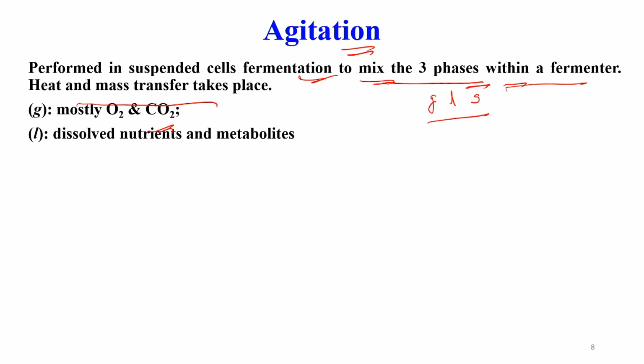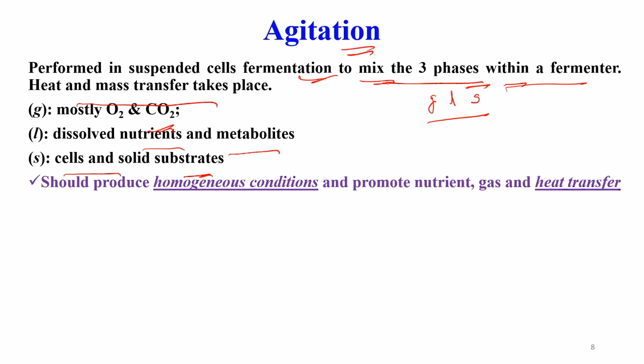In the liquid phase, we consider the dissolved nutrients, metabolites and fermentation broth or media, and in the solid phase we consider cells as well as some solid substrates, if it is solid state fermentation or if you are dealing with immobilized systems. Then what is the objective of mixing? It should produce homogeneous conditions and promote both mass transfer of nutrient and gas as well as effective heat transfer to maintain the optimum temperature.